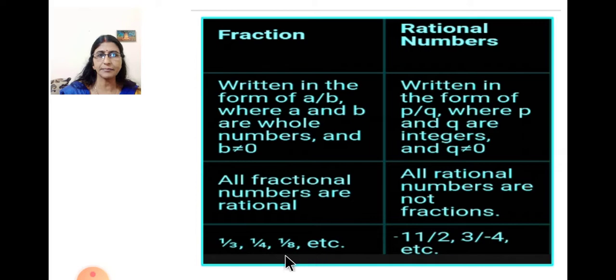Now let us take some examples. 1 upon 3, 1 upon 4, 1 upon 8, etc. These all are fractions, and they are also called rational numbers. Here minus 11 upon 2, 3 upon minus 4, etc. These all are examples of rational numbers. They are not fractions because you can see here there is a negative number in the numerator. Here also, in the denominator there is a negative number. So it cannot be a fraction. These are called rational numbers.